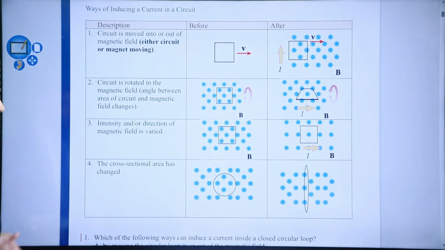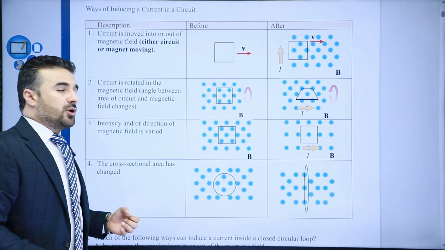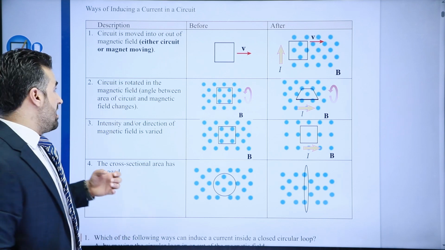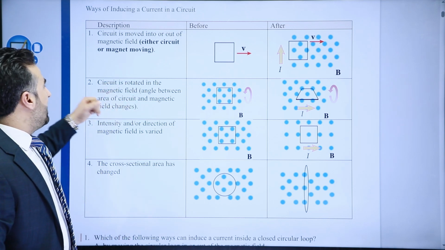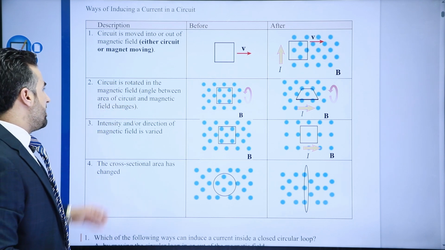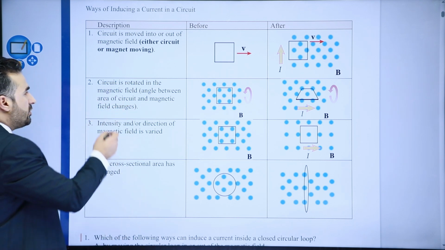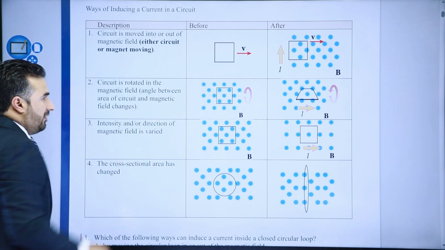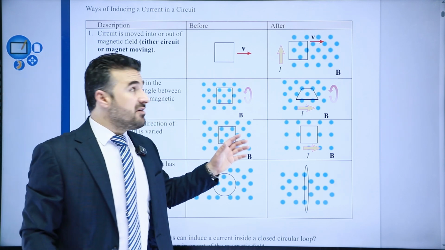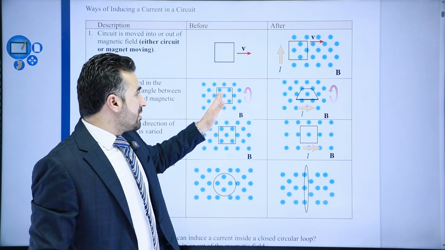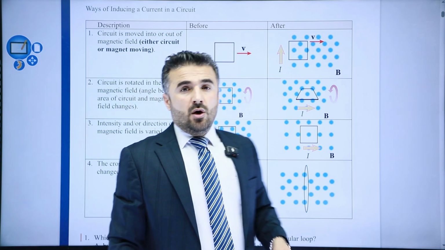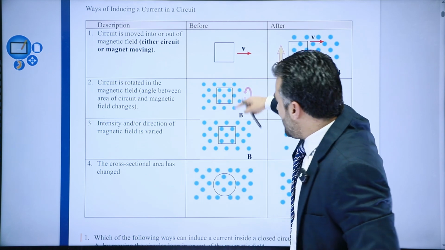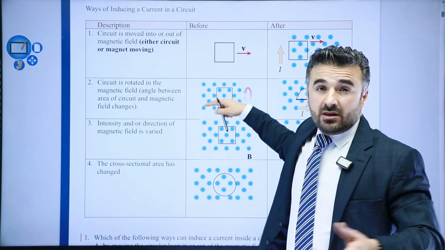The second method of inducing current is this. A circuit is rotated in the magnetic field, so the angle between the area of the circuit and the magnetic field changes here. So what we have here is, we're not moving this coil or circuit into or out of the magnetic field. No, we just rotate this coil within the magnetic field.